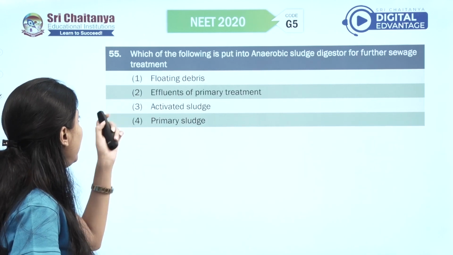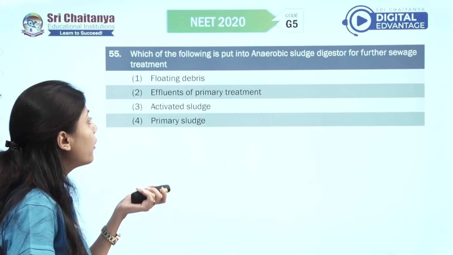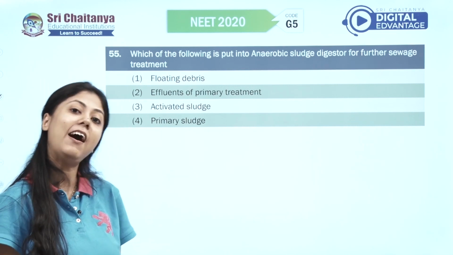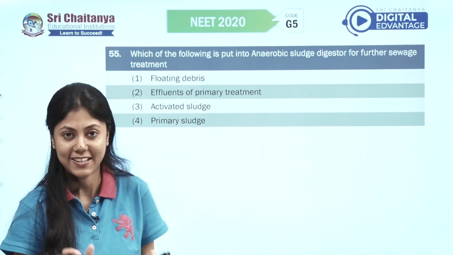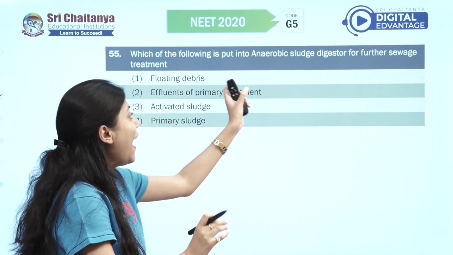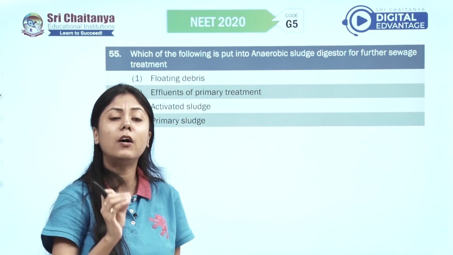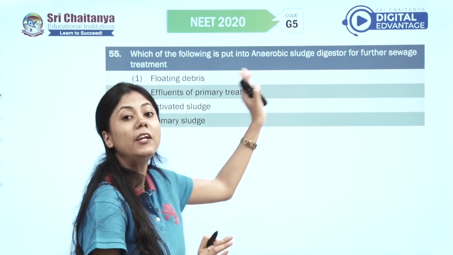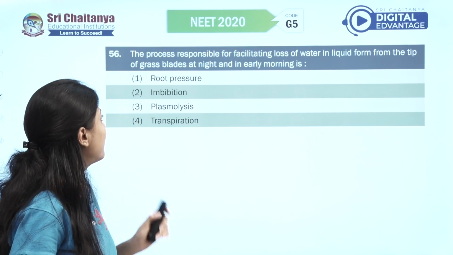Okay. So let's move on to the next question. Which of the following is put into an anaerobic sludge digester for further sewage treatment? And the answer is activated sludge, right? The activated sludge will be put in the anaerobic sludge digester for further processes. Only a small part of the activated sludge will be kept as an inoculum. Rest of it will be simply transferred to the anaerobic sludge digester. So next, what do we have?